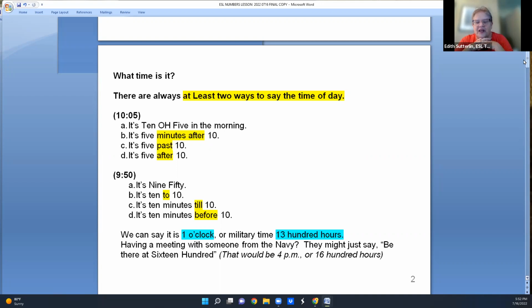It's 10 to 10. It's 10 minutes till 10. It's 10 minutes before 10.